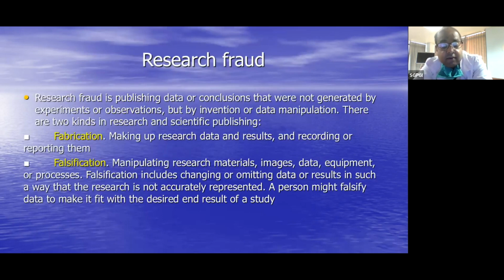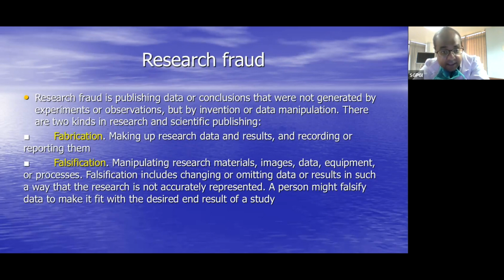So next is research fraud. So research fraud is publishing data or conclusions that were not generated by the experiment or observation, but were inventions or data manipulations. There are two kinds in research and scientific publication. The first is fabrication. So fabrication is making up research data and results and recording or reporting them. So you actually make up things which never existed. So you make a false, like, a graph or something for which you never did that experiment. So this is called fabrication.